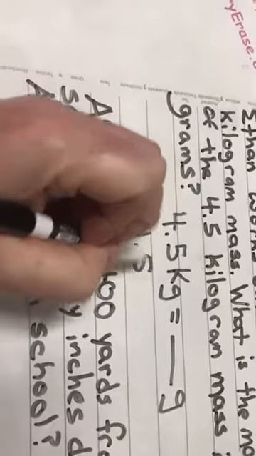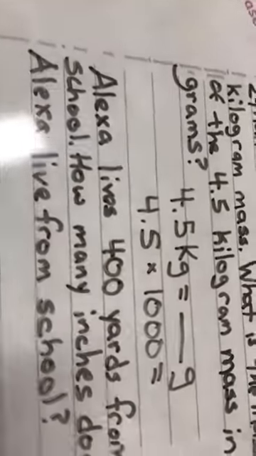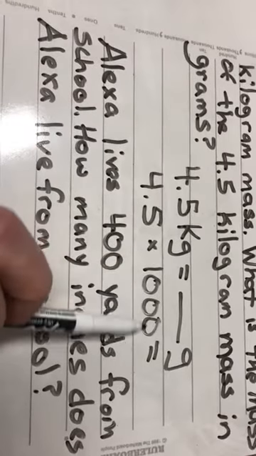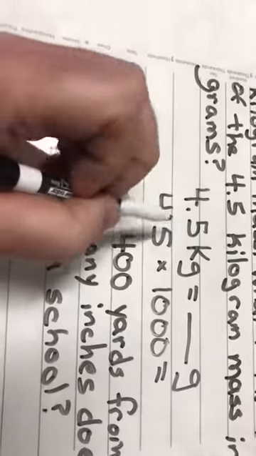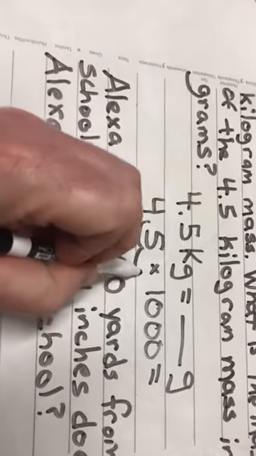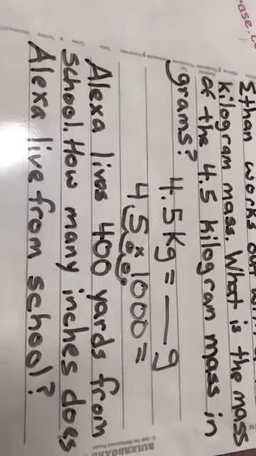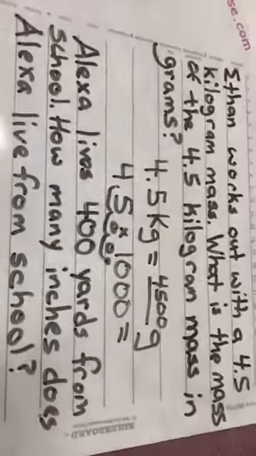So I am taking 4.5 and I am multiplying that by 1,000. Now, we've been through this before, folks. When I'm multiplying by 1,000, there's 1, 2, 3 zeros. So all I'm doing is moving this decimal 1, 2, 3 places. There's 2 empty spots. I fill them in with zeros. I get 4,500 grams. That's what we're doing.